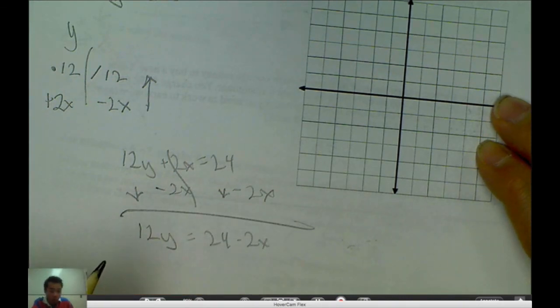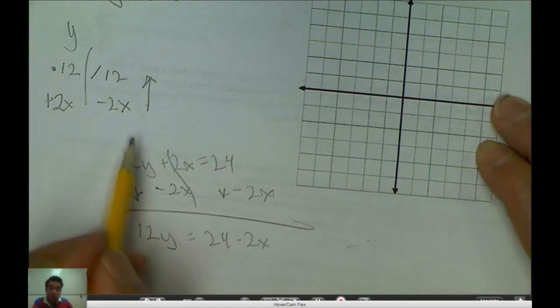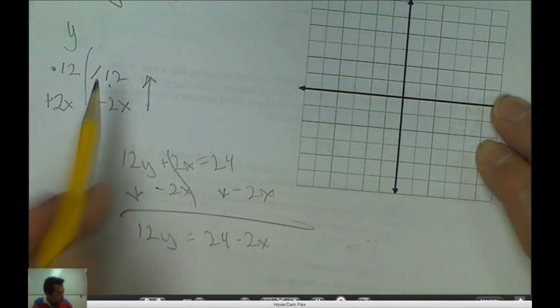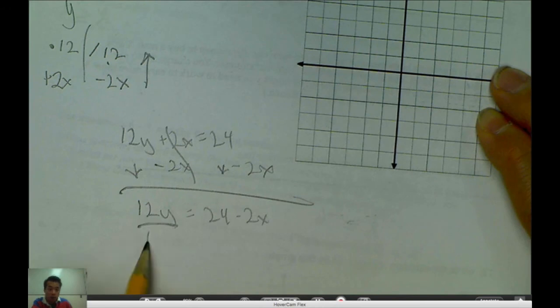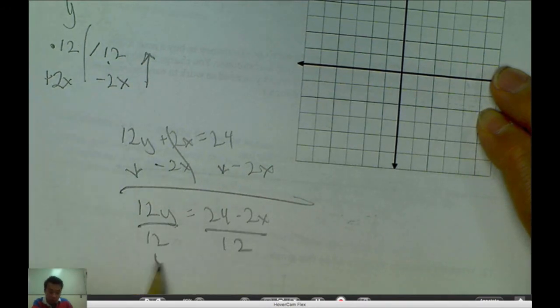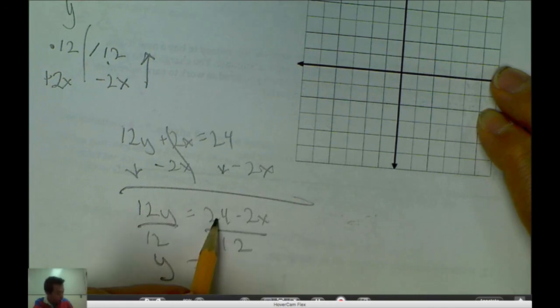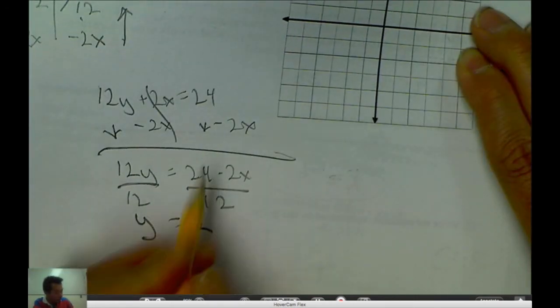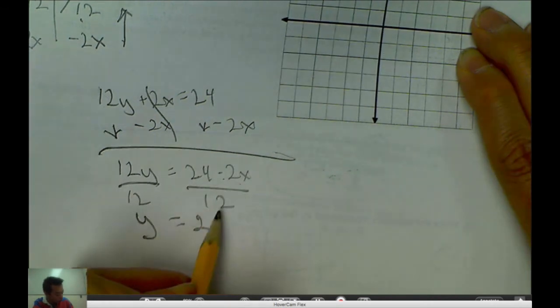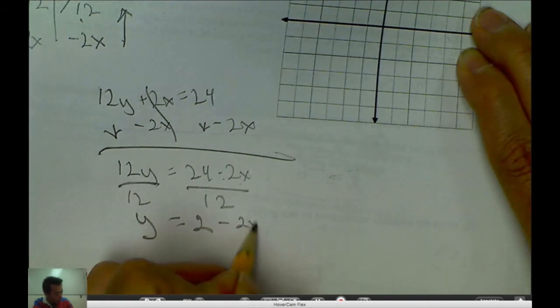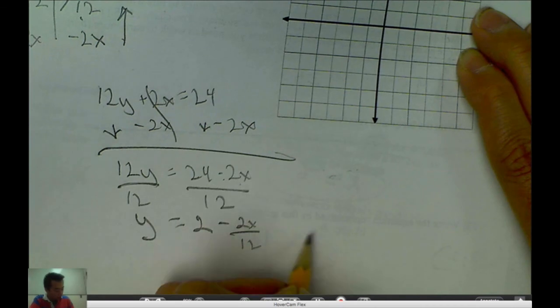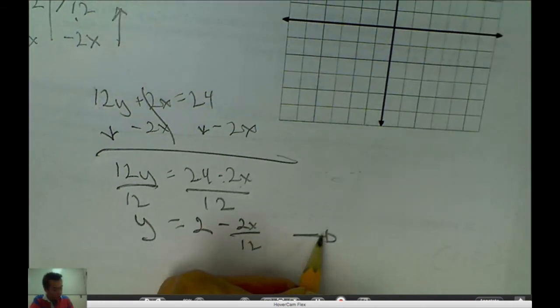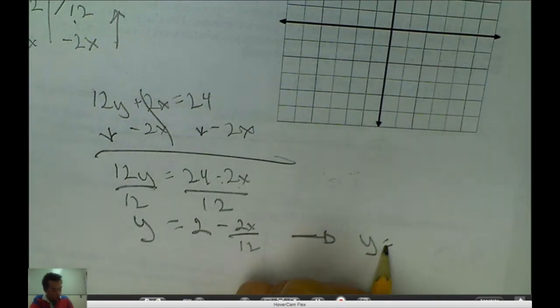Next, divide both sides by 12. Okay, so if I divide both sides by 12, it looks something like this. So then I get y is equal to 24 divided by 12, 2. Negative 2x divided by 12 is negative 2x over 12. We can definitely reduce that down to y is equal to 2 minus 1/6 x.